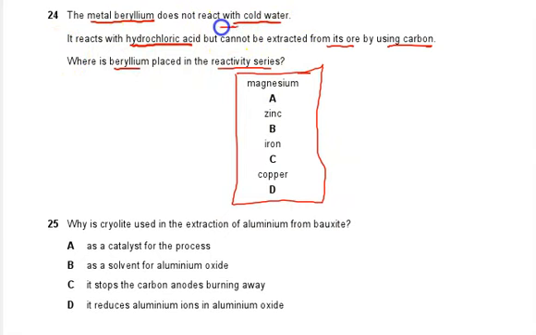This is one of the clues here: it cannot be extracted from its ore by using carbon. So it means beryllium is much more reactive than carbon. If you remember the position of carbon, carbon will be over here, above zinc, because iron can be extracted using carbon. So the beryllium should be at A.